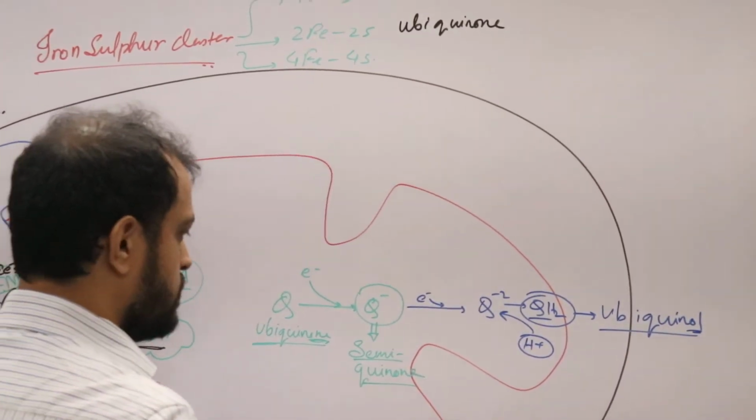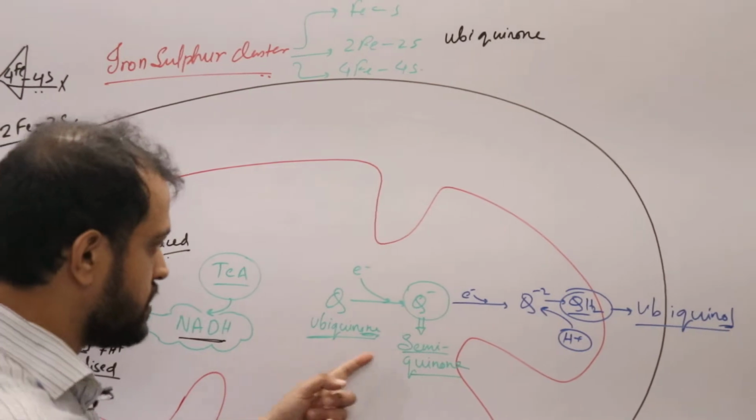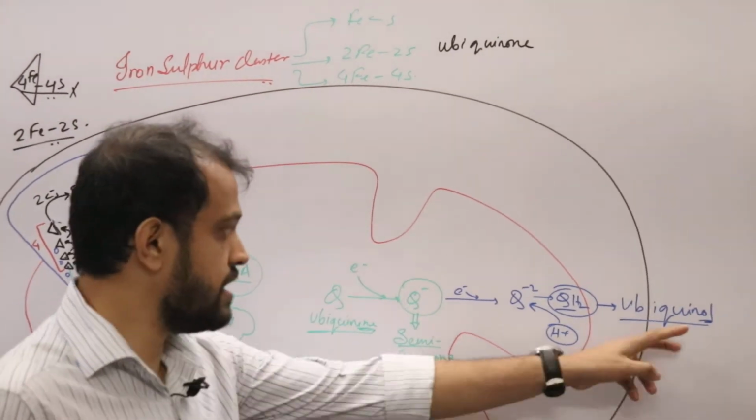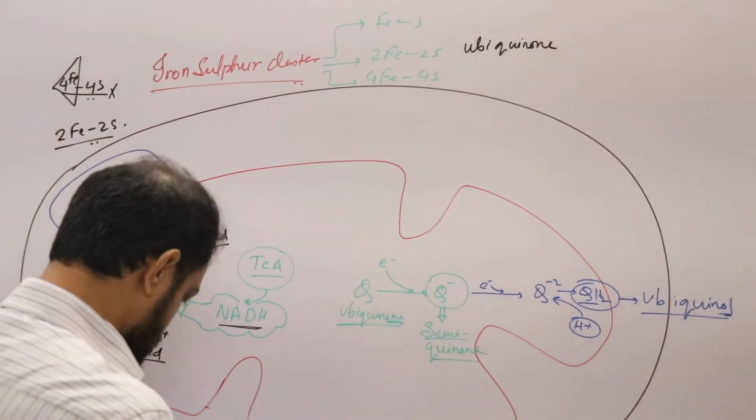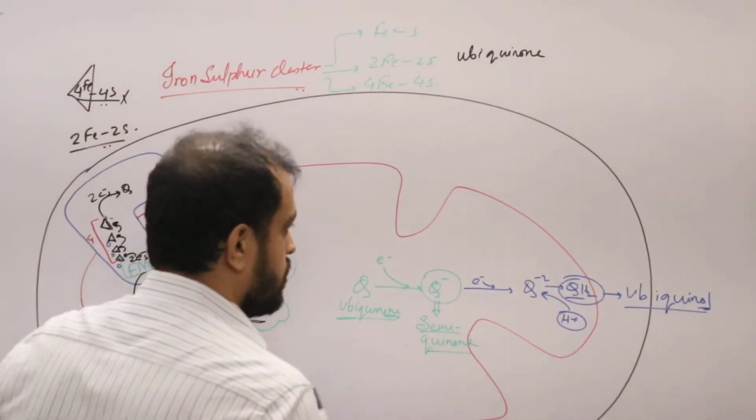Okay, it's an alcoholic form. These two are ketone form because there is one, and this is the alcoholic form. Okay, now listen.